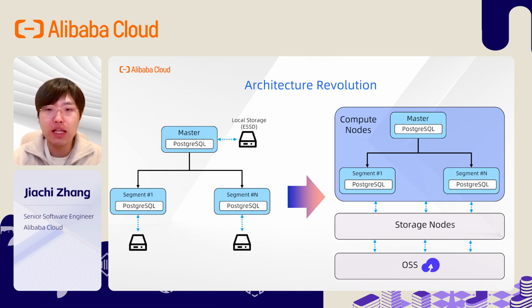This slide demonstrates the architecture revolution. We move from the isolated AnalyticDB for PostgreSQL instances with local ESSD to the decoupled design where the storage is handled by dedicated storage nodes backed by OSS. This separation allows compute and storage to scale independently, reduces storage cost, improves data durability, and simplifies maintenance and failover. In practice, it means faster scaling, lower storage cost, and easier upgrades while keeping PostgreSQL compatibility and performance.